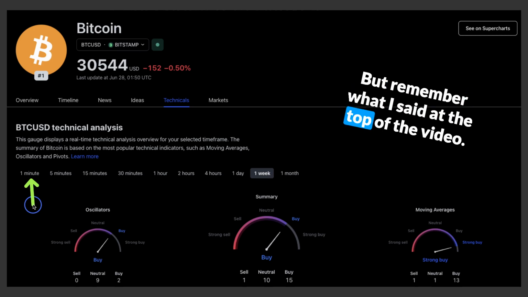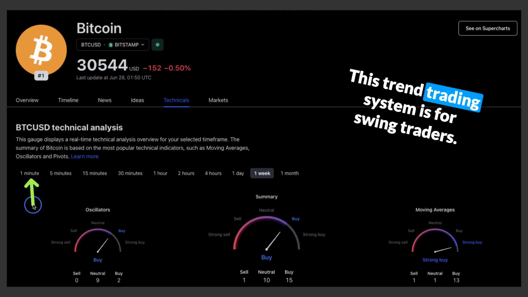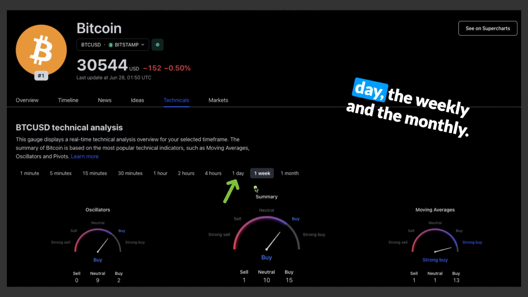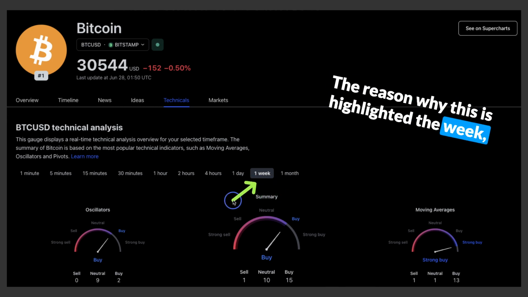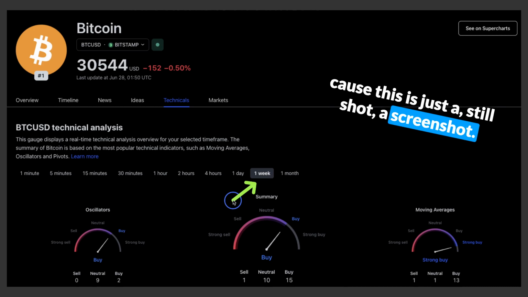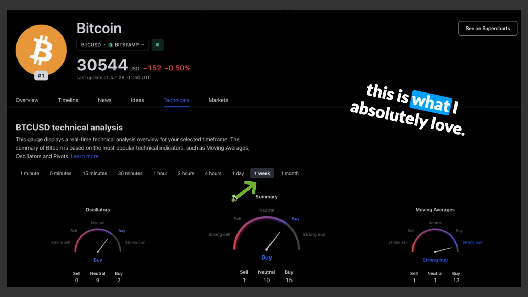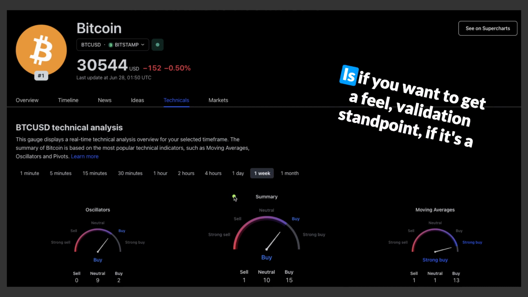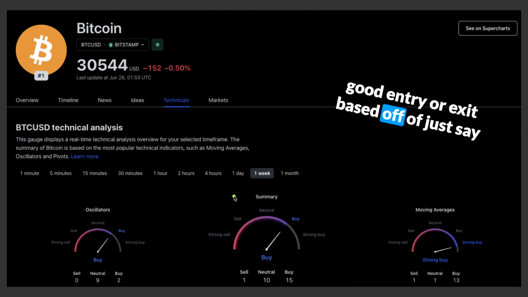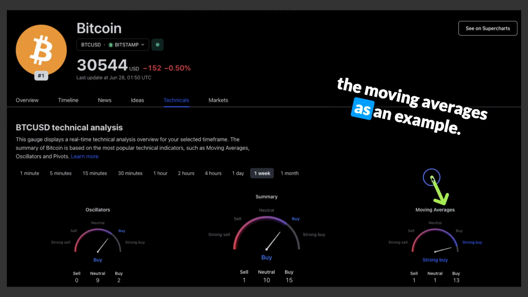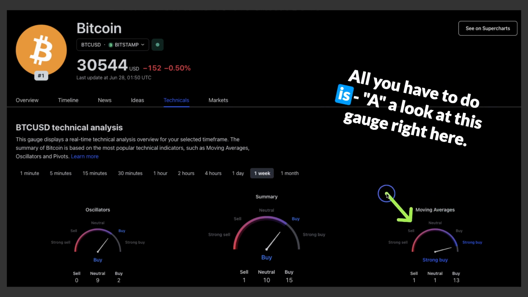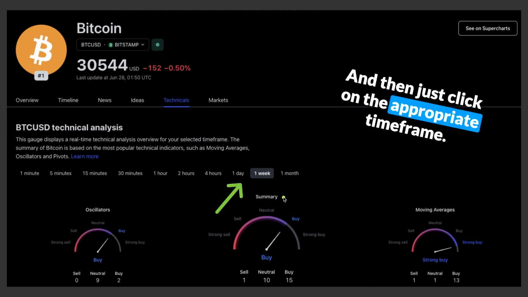But remember what I said at the top of the video? This trend trading system is for swing traders, so you would be using the 1 day, the weekly, and the monthly. The reason this is highlighted on the week is because this is just a still shot, a screenshot, but you can toggle back and forth. This is what I absolutely love: if you want to get a validation of whether it's a good entry or exit based off of just, say, the moving averages, all you have to do is look at this gauge right here and then click on the appropriate time frame.